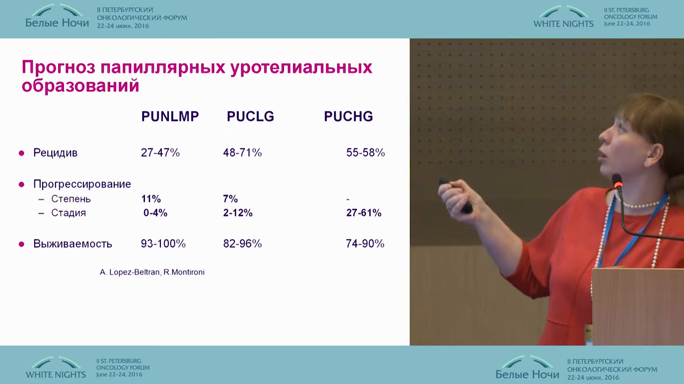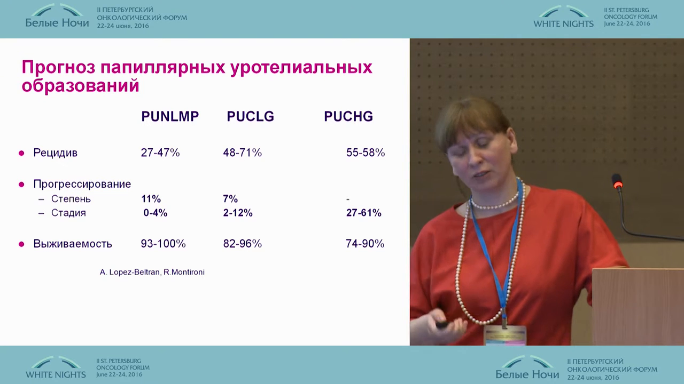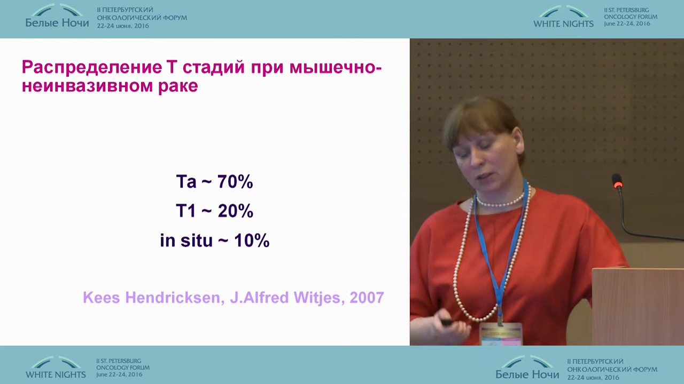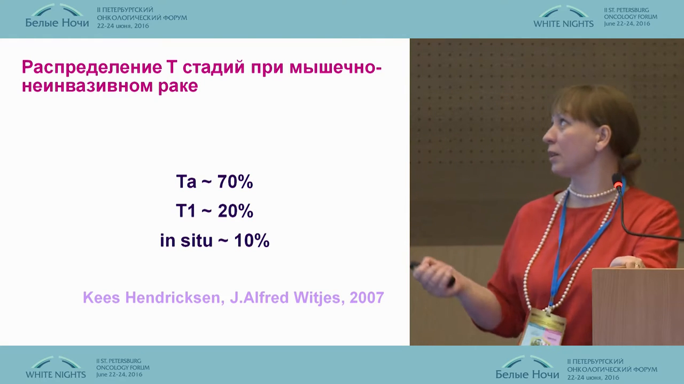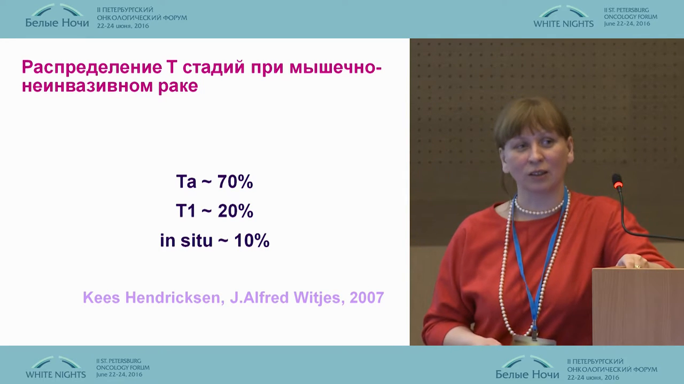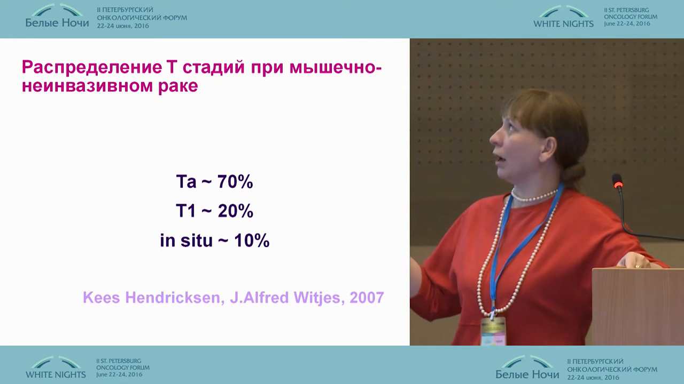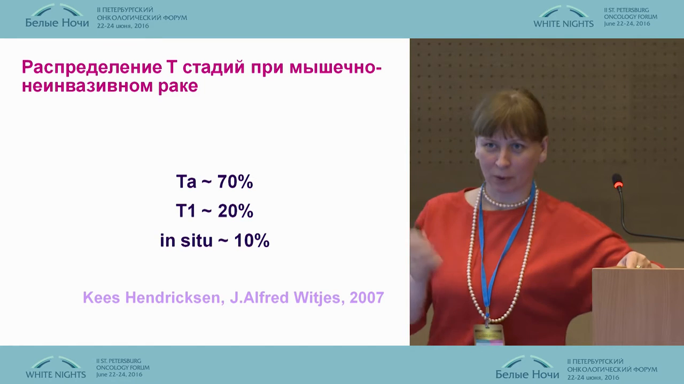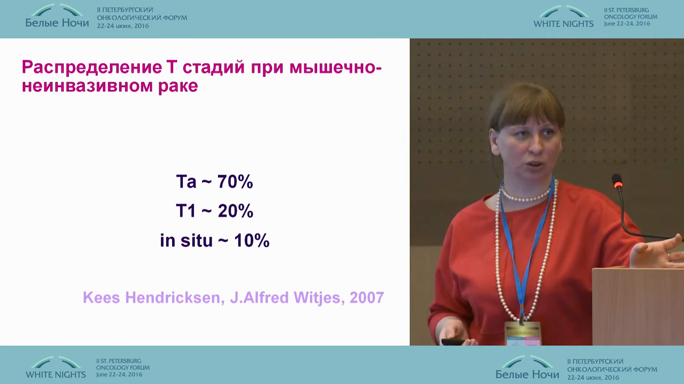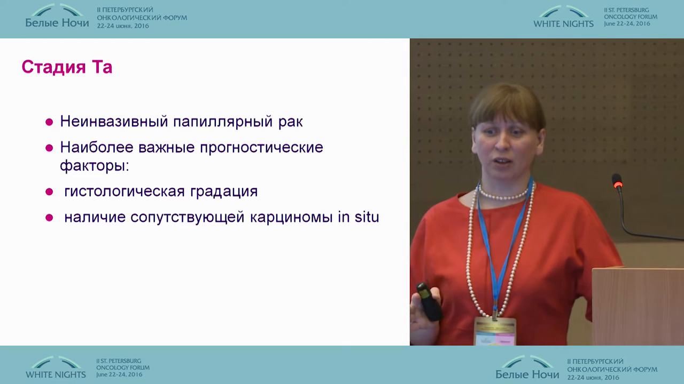And here is high-grade papillary urothelial cancer. It can change into invasive or muscle invasive. You can check the activities of your lab. You should have the following range: Ta stage 70%, T1 20%, and in situ approximately 10%. Once the oncologist and urologist said that it is impossible, I should not name the lab which provided such diagnostics.